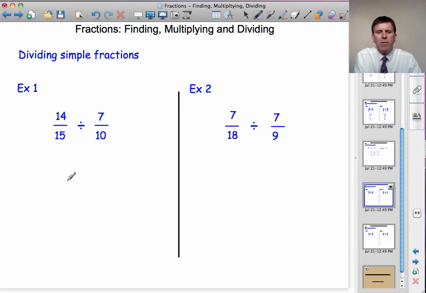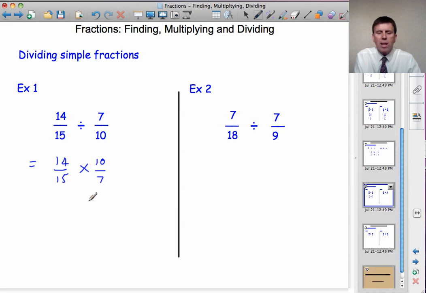First one, 14 over 15 divided by 7 over 10. What we've first got to do is turn that second one that we're dividing by upside down. But we have to change the sign to multiplication. And we should never try to cancel when there's a division sign around. It doesn't work. But once we've got a multiplication sign, it's just like the examples we were doing previously.